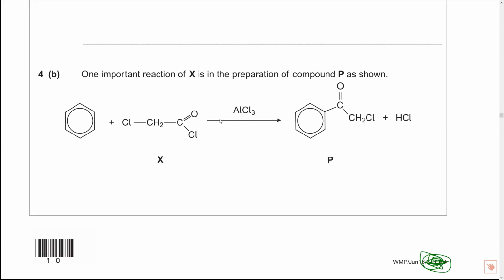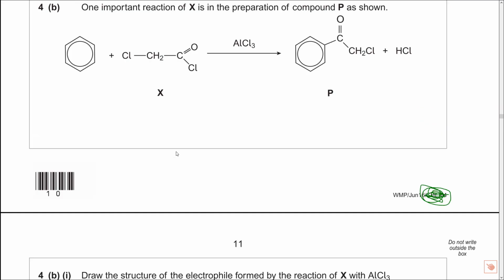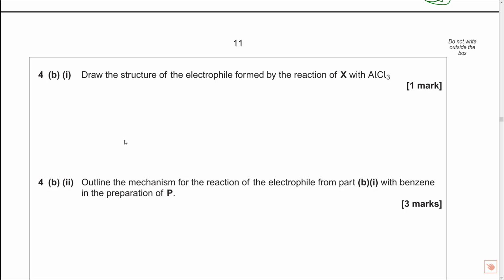It's asking us to draw the structure of the electrophile formed by the reaction of X with AlCl3. Well, the electrophile formed is essentially, if that's our structure here, Cl, CH2, and then a COCl. So we've got Cl, CH2, and then it would normally be COCl. Remember, we lose the Cl and we just end up with the C there. So that's our electrophile, worth 1 mark. Not a huge amount there. They could do that in a probably linear equation format, but they've done it just to show the formation of the electrophile, which is fine.